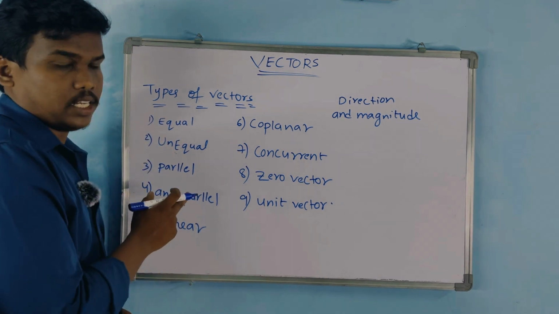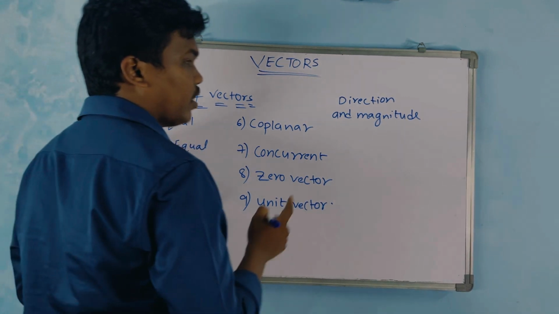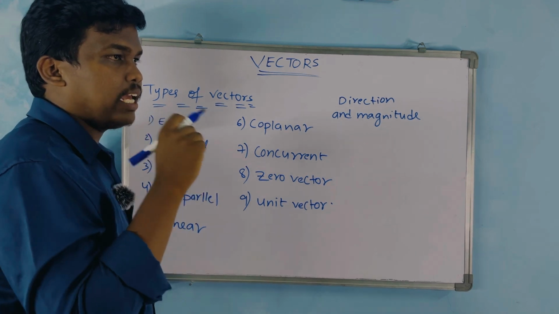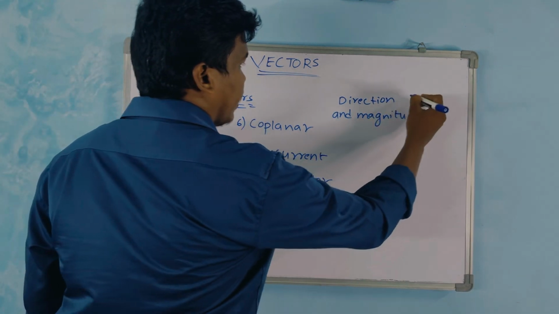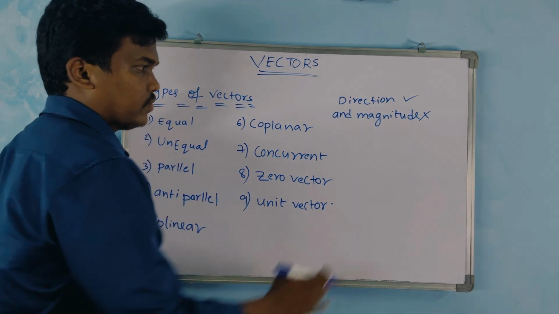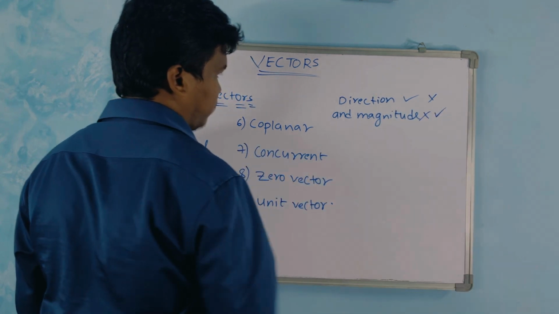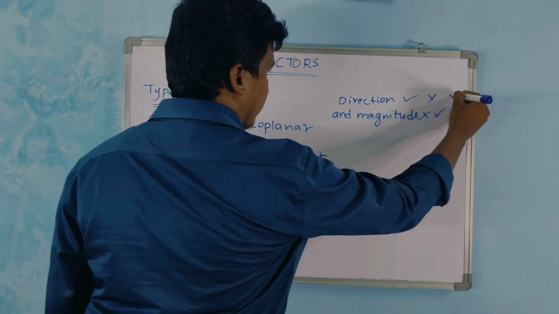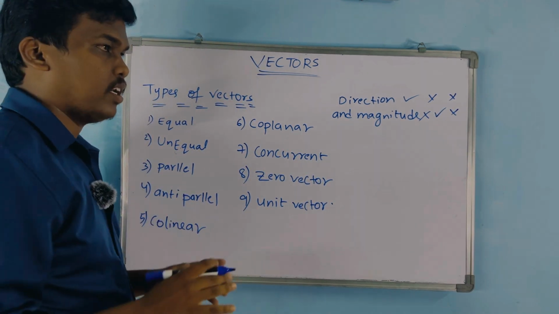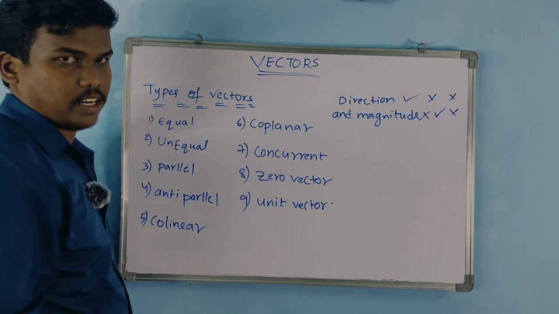Next, unequal vectors. What do you mean by unequal vectors? There are 3 chances for becoming unequal vectors. First, direction is same but magnitude is not same. Next, direction is not same, magnitude is same. Next, direction as well as magnitude both are not same. For these 3 conditions, the 2 vectors will be unequal vectors.